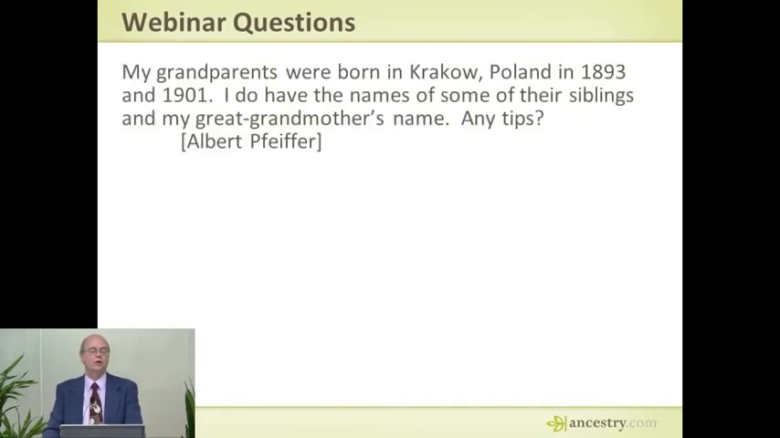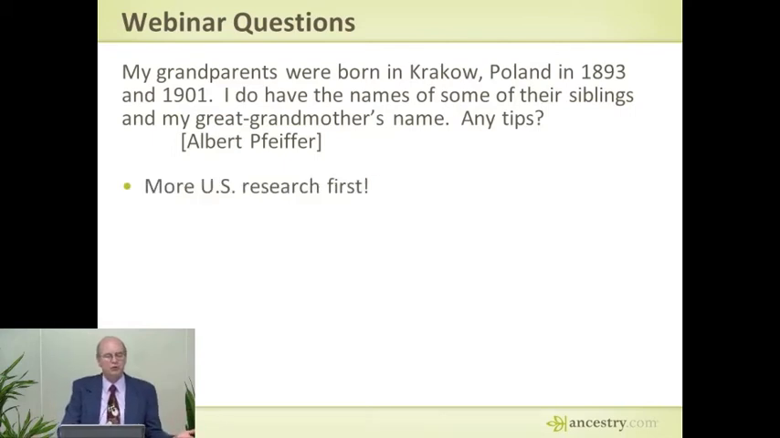So, next question comes from Albert Pfeiffer. My grandparents were born in Krakow, Poland in 1893 and 1901. I do have the names of some of their siblings and my great-grandmother's name. Any tips? That's a great question. There's lots of tips, but let me just share a couple that are pertinent to the immigration issues we're talking about today. First of all, you probably need to do, Albert, a little more U.S. research first.